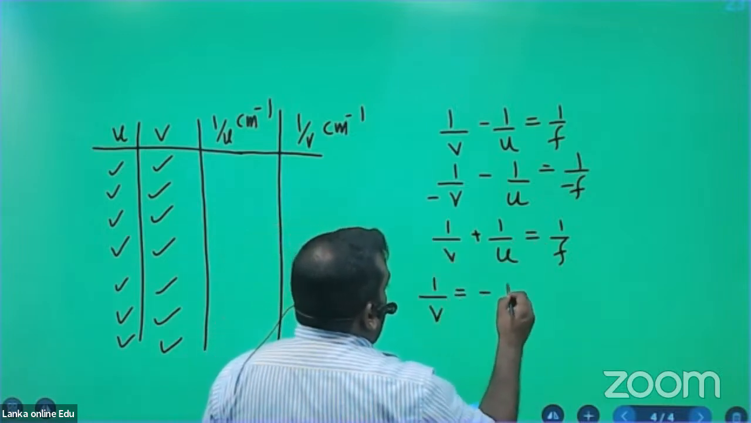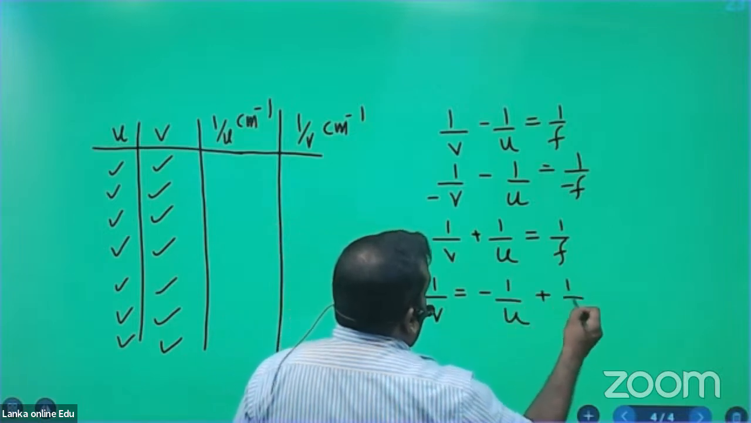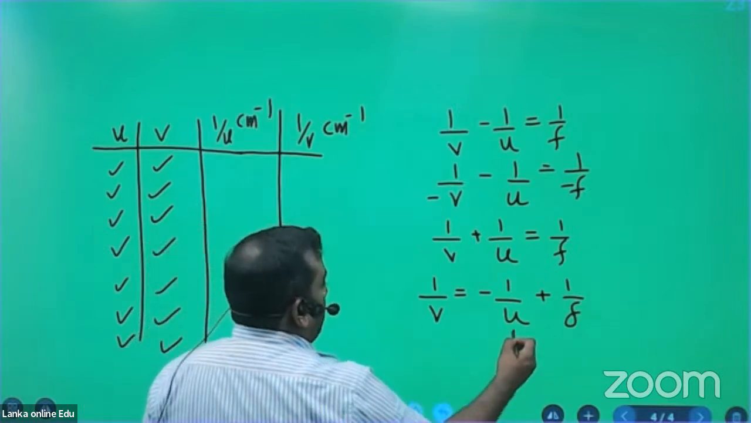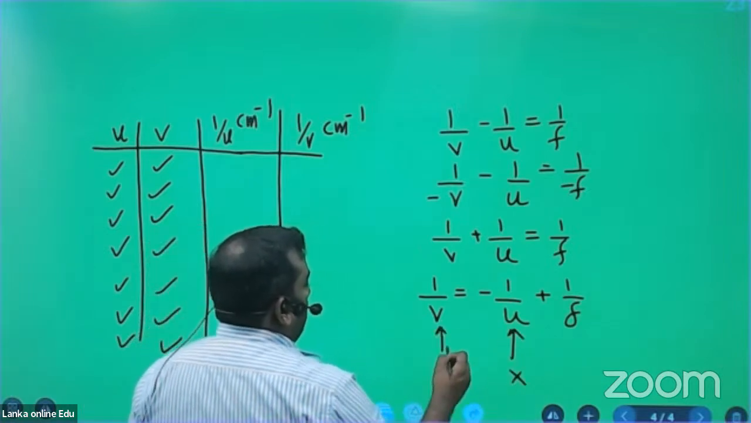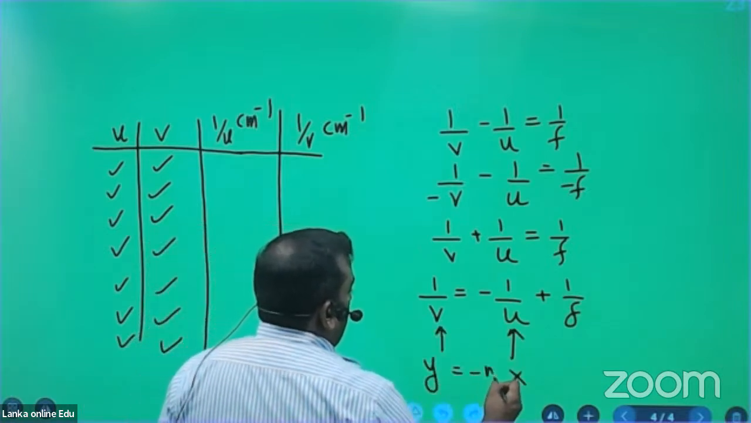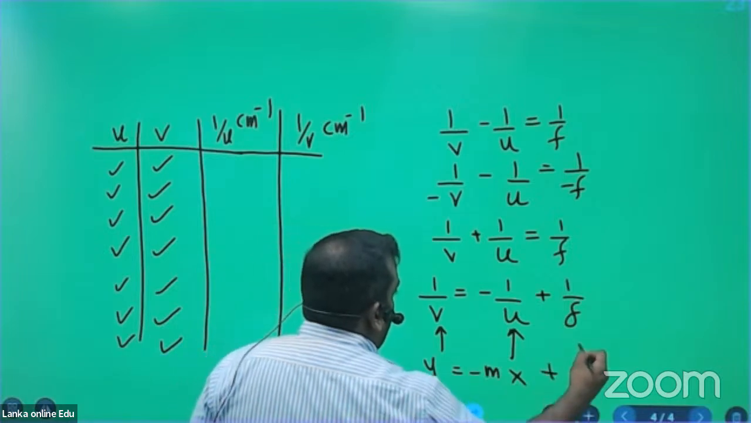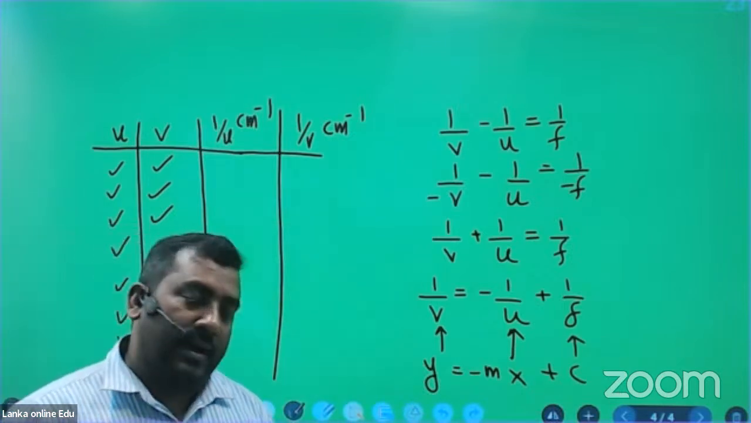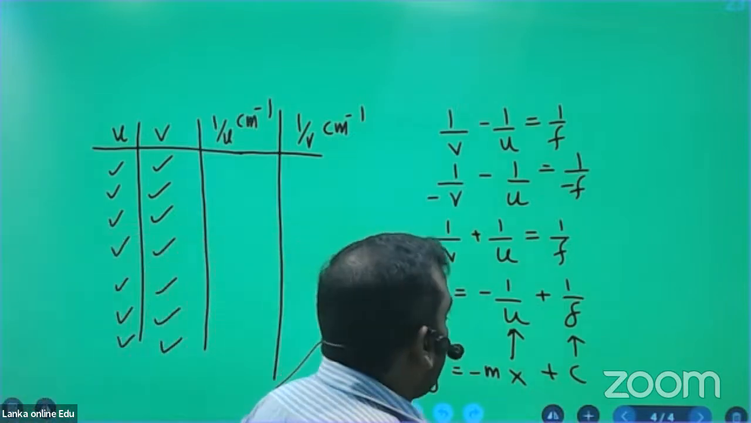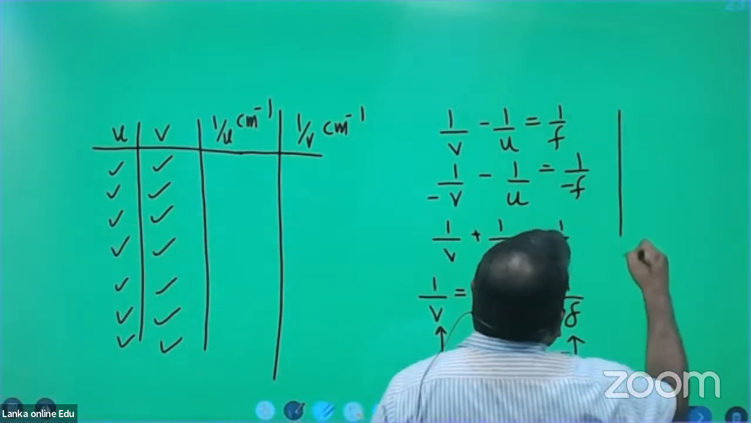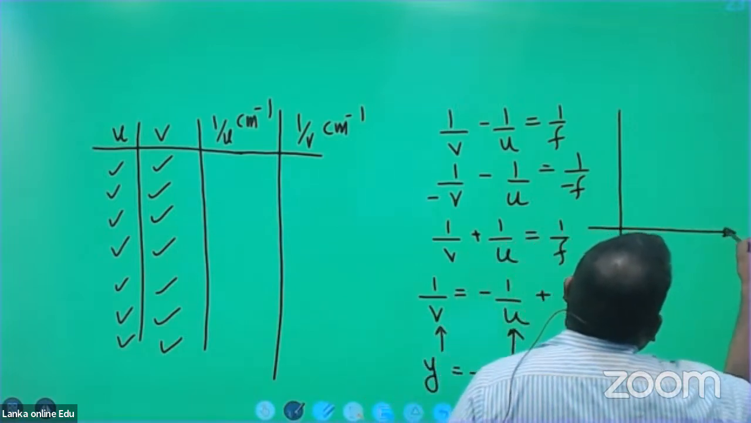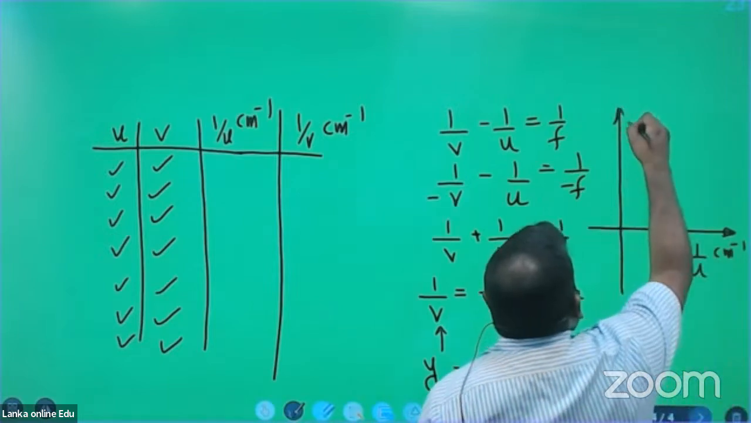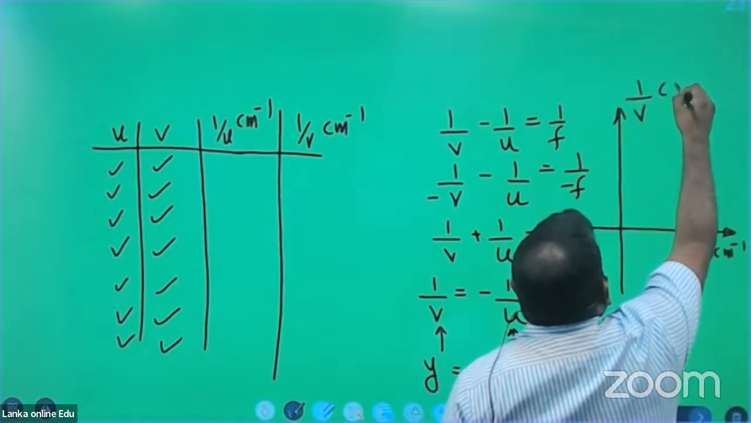1 over V equals minus 1 over U plus 1 over F. This is your X, this is your Y: y equals minus mx plus c. Now you plot the graph between 1 over U and 1 over V.